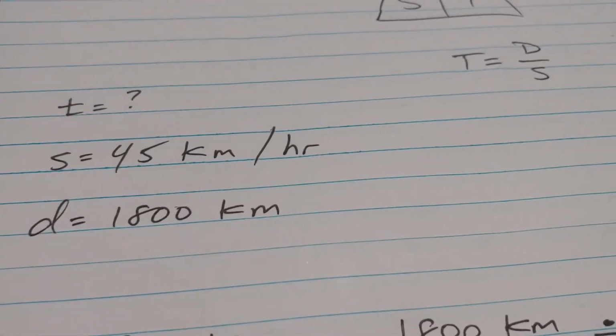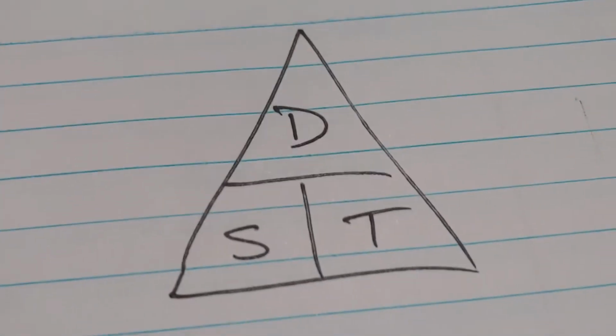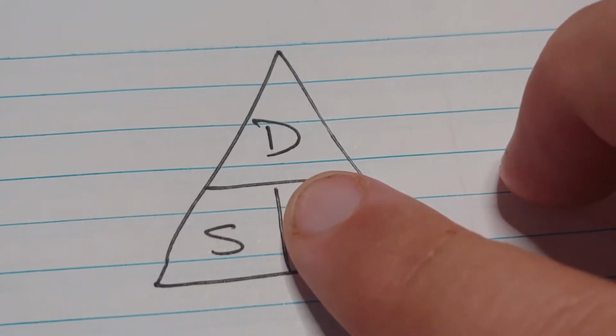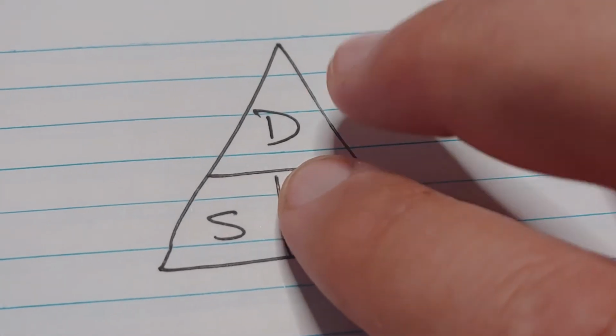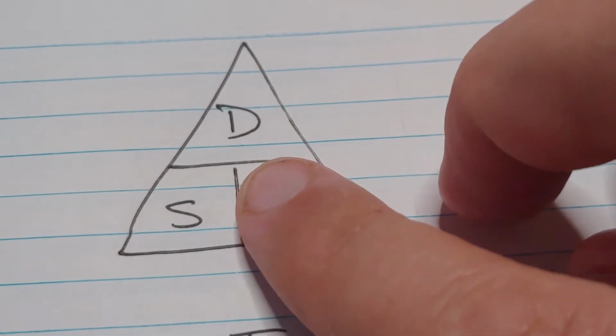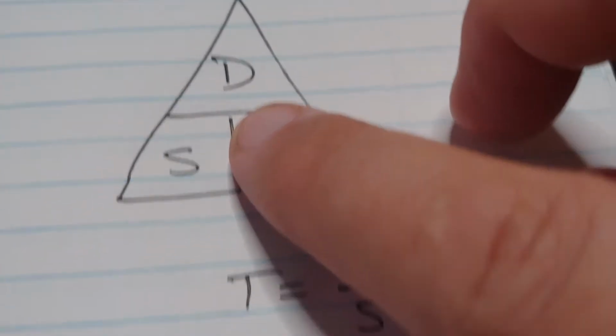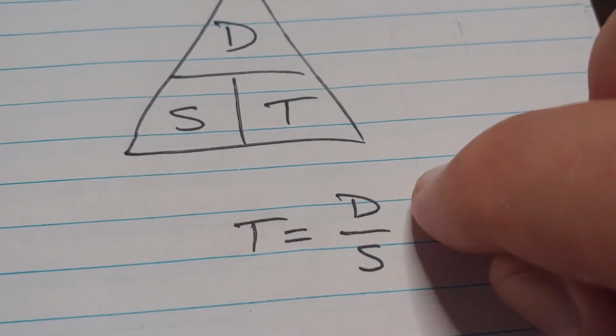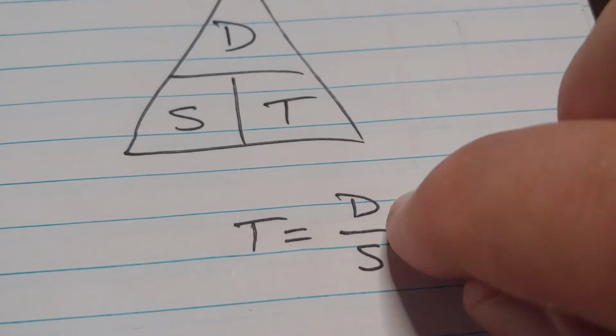Now, how do we do the formula? Well, we look at the speed triangle. Because we don't know the time, t is a question mark. I'm going to go to the speed triangle and cover the t, and there's your formula: it's d over s. In order to solve for t, you cover the t and it tells you it's d over s. So time is equal to distance over speed. That's our formula, and here's what we have.